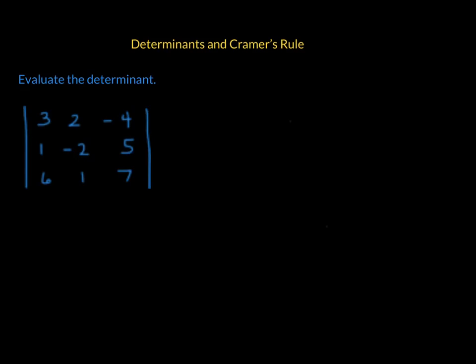So here I've given you a 3 by 3 matrix: 3, 2, negative 4, 1, negative 2, 5, and 6, 1, 7. You remember when you use these vertical bars, it kind of looks like absolute value bars. That is our notation for a determinant. So we want to find the determinant of this 3 by 3 matrix. Now, the way we're going to do this is by expanding by the minors. That's what the process is called.